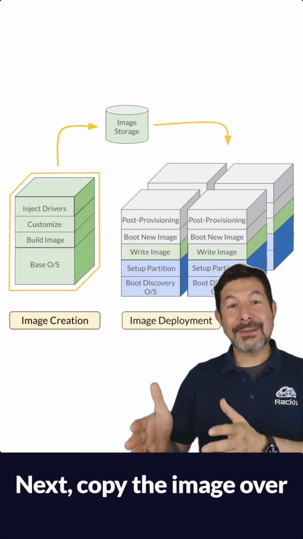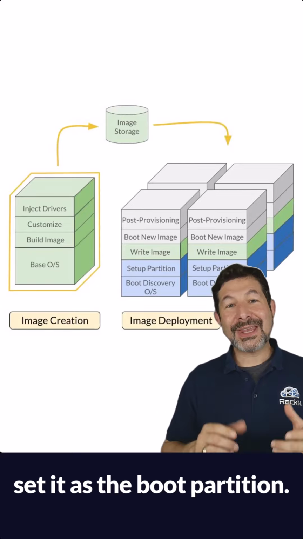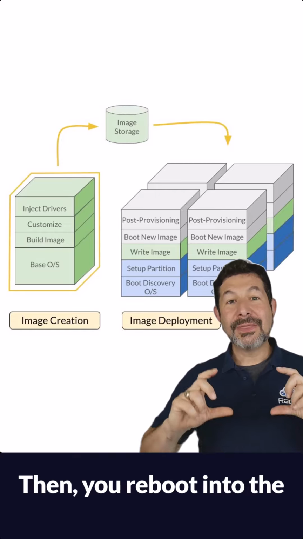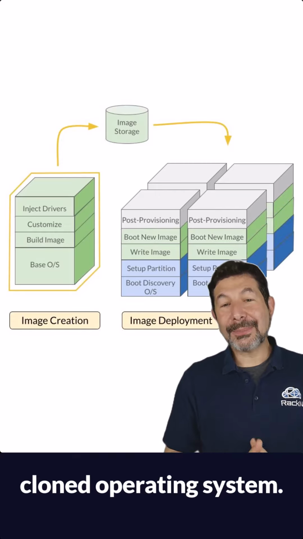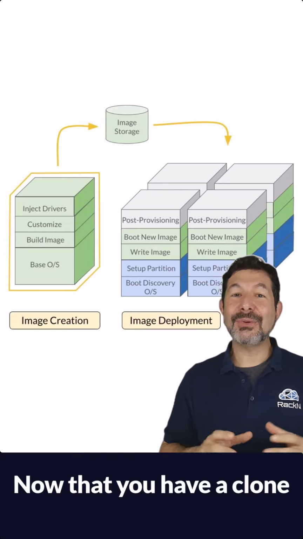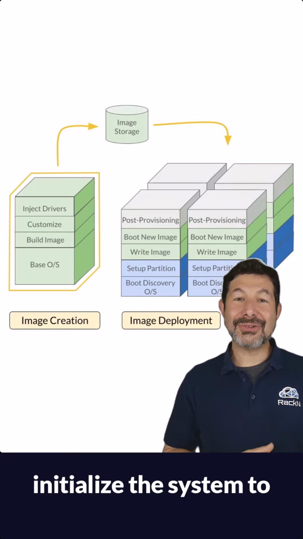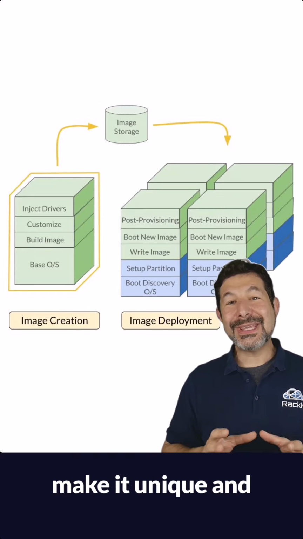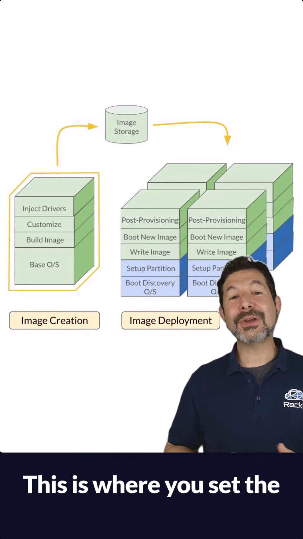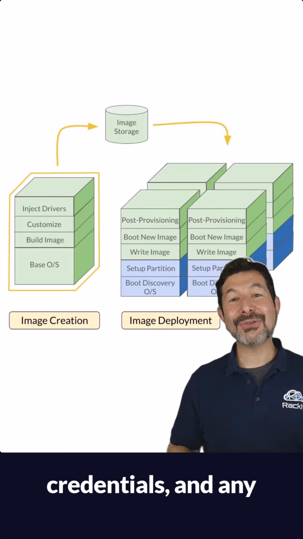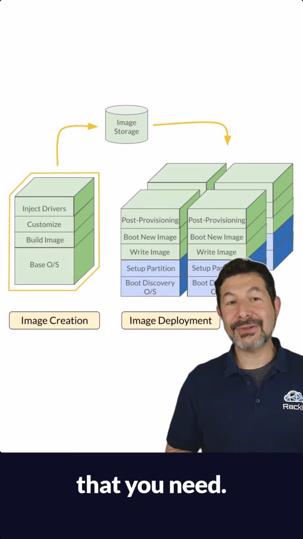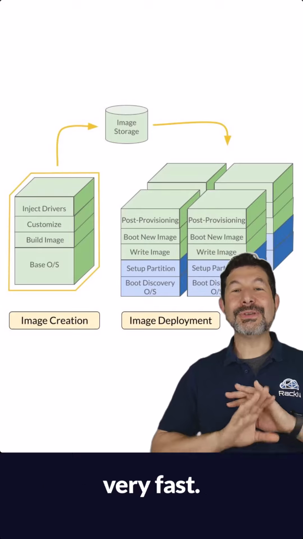Next, copy the image over to the target system and then set it as the boot partition. Then you reboot into the cloned operating system. Now that you have a clone made, you need to initialize the system to make it unique and distinct. This is where you set the server name, login credentials, and any additional specialization that you need. This last step is usually very fast.